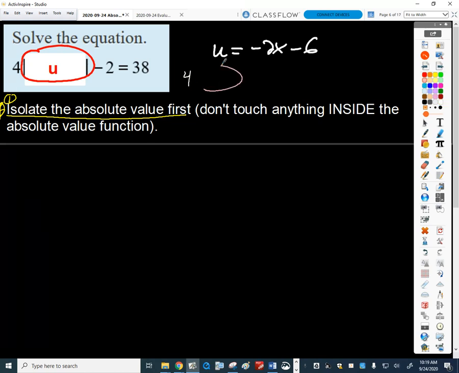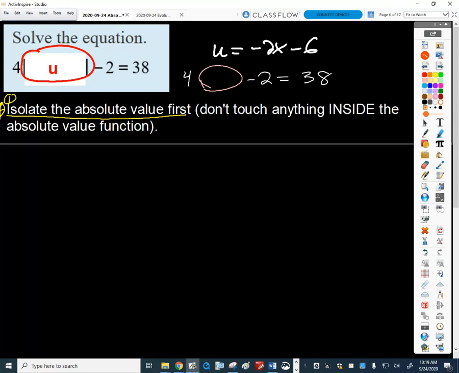And we're not even going to focus on that part yet. 4 times red bubble minus 2 equals 38. What are the steps to get the red bubble by itself? What are the 2 things we'd have to do algebraically to get that red bubble by itself?